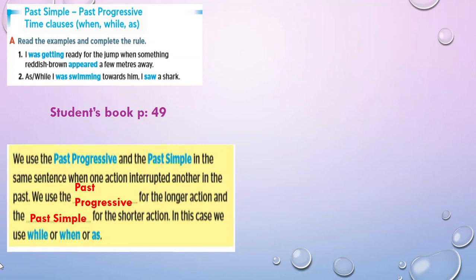As I was driving, so driving is the longer action, I saw a car accident. So saw is the shorter action. In this case, we use while or when or as.